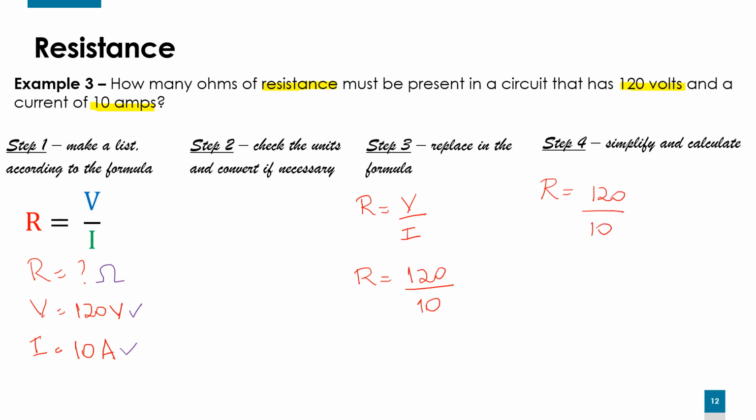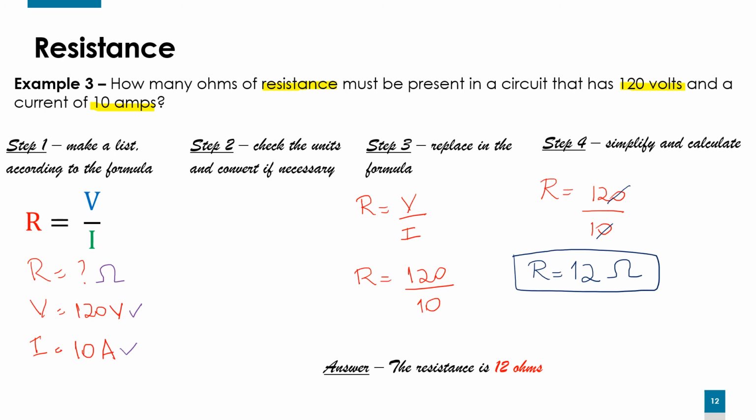So if I simplify this, I can cut the 0 with the 0. So my resistance, 12 divided by 1, 12. 12 what? What's the unit of resistance? 12 ohms. So let's read the question again. How many ohms of resistance must be present? The resistance is 12 ohms. Okay?